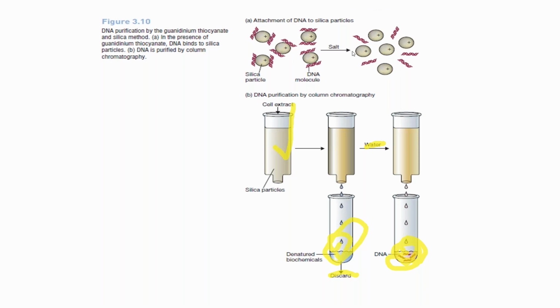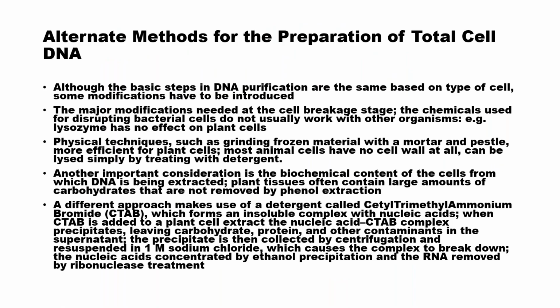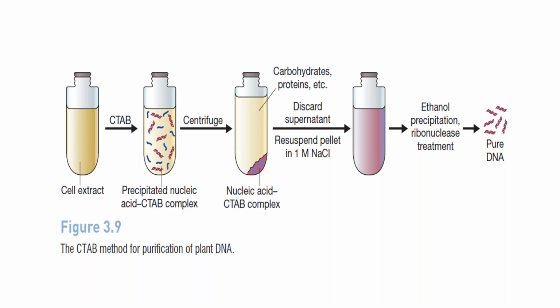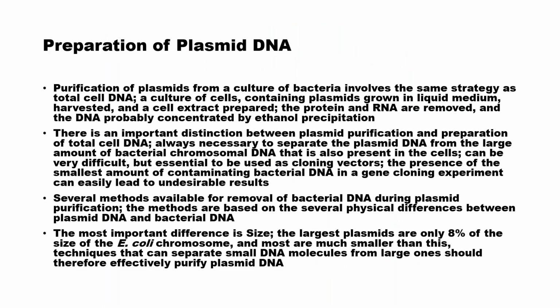Clear? So these are all the alternate methods which we are using for chromosomal DNA preparation. Fine. The first method is by using cetyl trimethyl ammonium bromide, CTAB, and another method is by using guanidinium thiocyanate. So that's all about the preparation of bacterial chromosomal DNA extract. And now we are passing on to our next topic, preparation of plasmid DNA. This is also from bacteria, because plasmids are mainly present in bacteria.